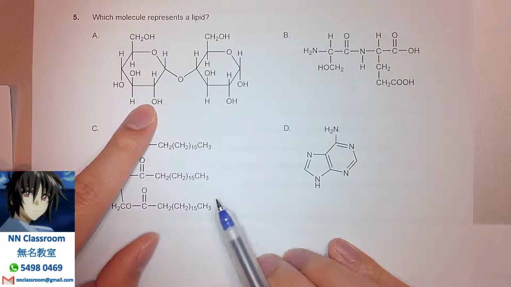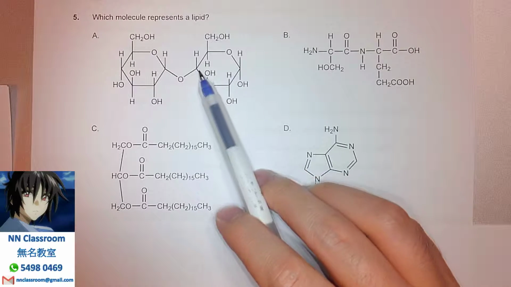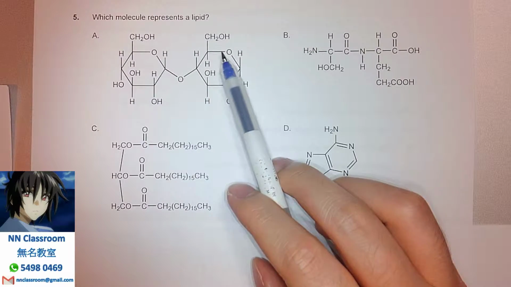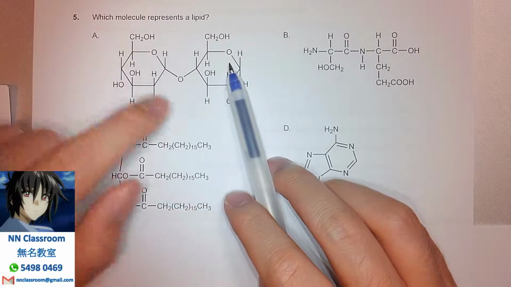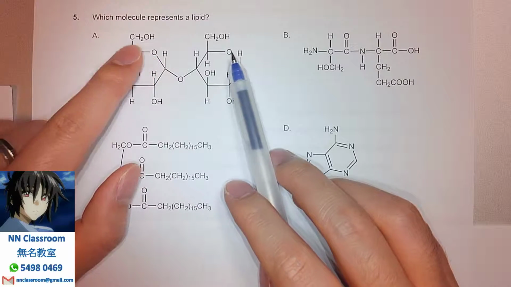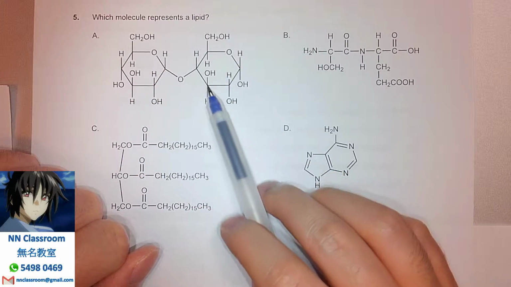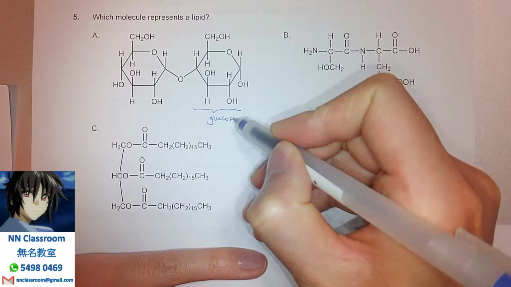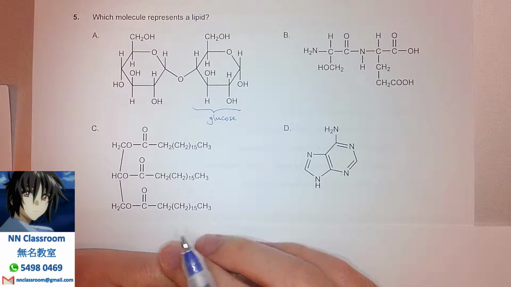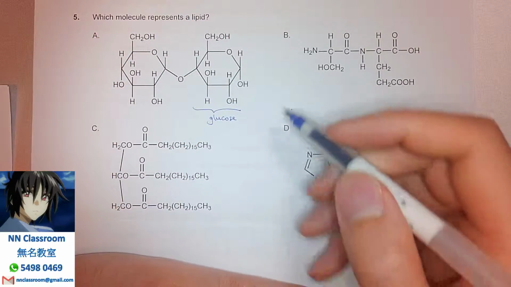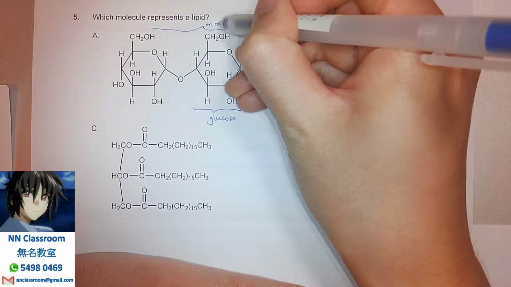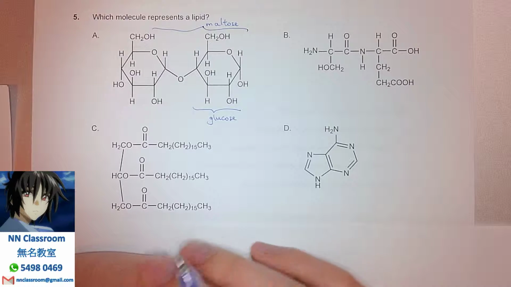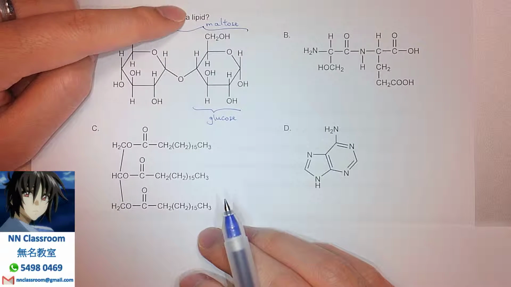For A, remember, whenever you see a 6-membered ring in the IB biology syllabus, a 6-membered ring is always a sugar, especially as you can see one of them is bonded to oxygen. This is a really famous molecule of glucose, right? So each of them is a glucose. When two of the glucose molecules are joined together, the entire thing is what we call a maltose. M-A-L-T-O-S-E. So maltose, no doubt, is still a sugar. That's why not our choice, because our choice needs to be a lipid.